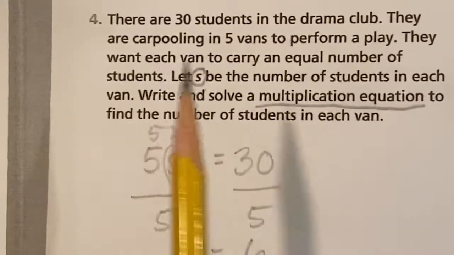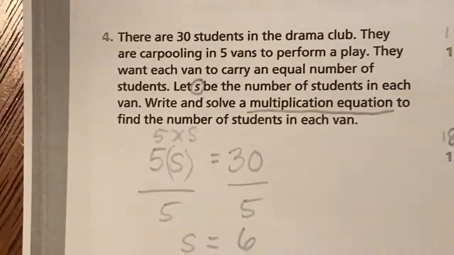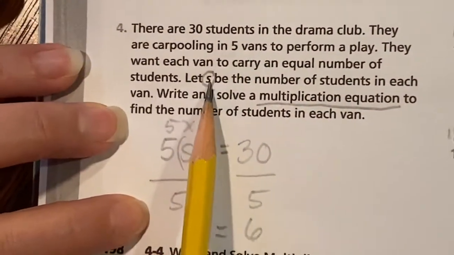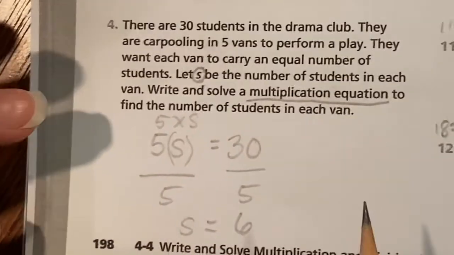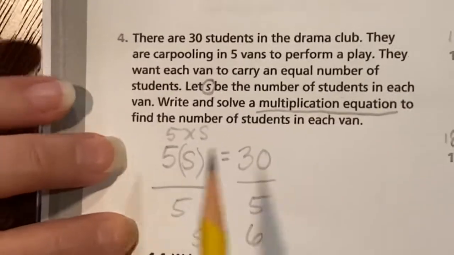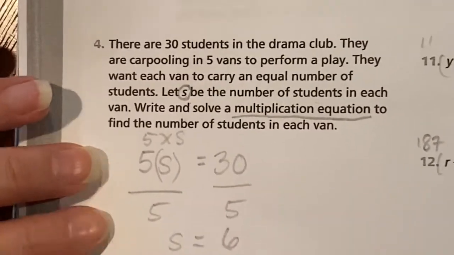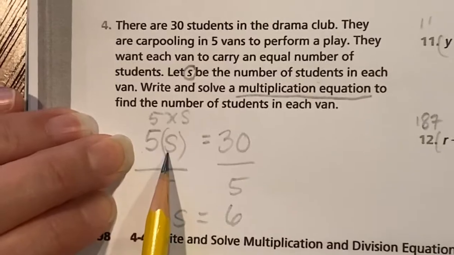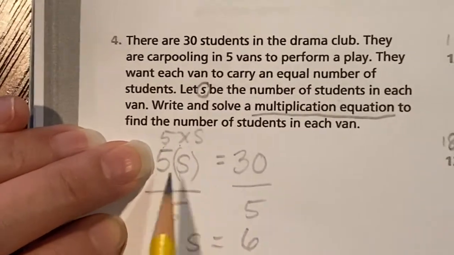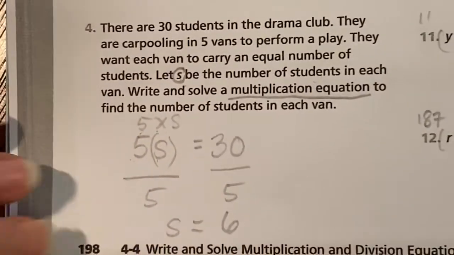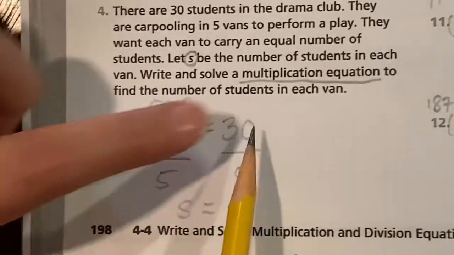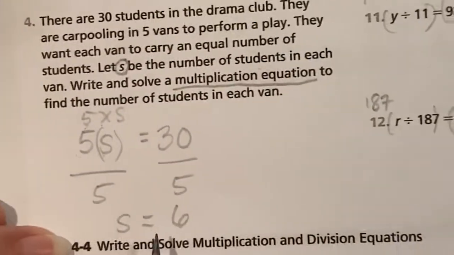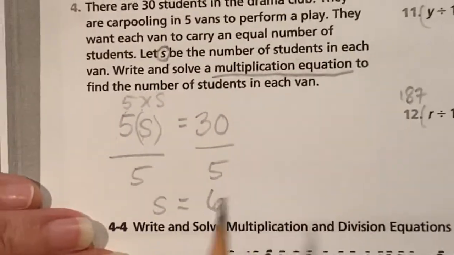And finally, number 4, there are 30 students in the drama club. And so we used S to be the number of students in each van, right? Write and solve a multiplication equation to find the number of students in each van. So I said 5S, which is the same as 5 times S, equals 30. And then to solve it, I used the inverse and divided both sides by 5, and I ended up with S equals 6. So there are 6 students in each van.